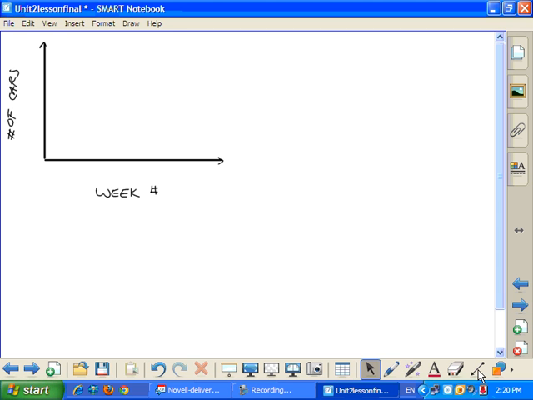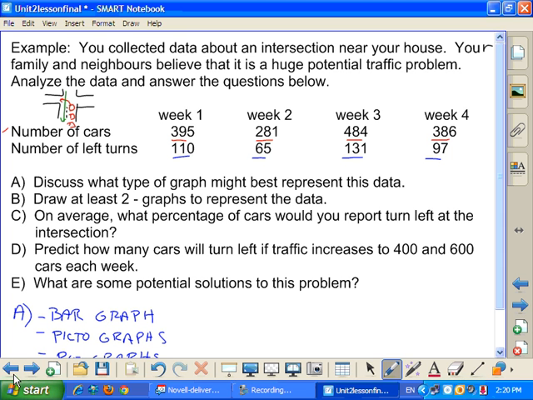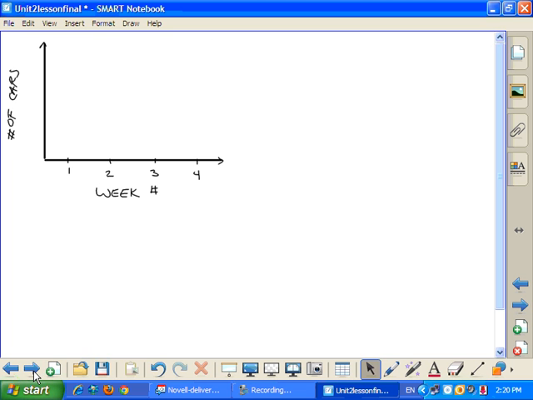And I had 4 weeks. So I had week 1, week 2, week 3, week 4. And when I look back at the data, my biggest number here goes all the way up to 484. So I got to make sure my y-axis goes up to at least 484. I'm just going to make sure I go up to 500. So I'm going to go 100. And you're going to have graph paper, so yours is going to look 10 times better than mine.